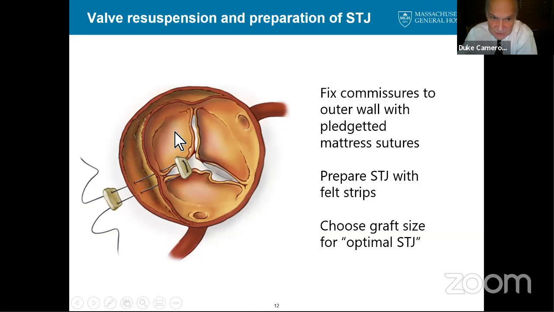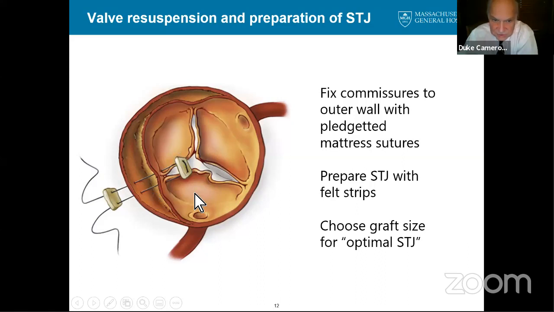What's called valve resuspension is displayed here. And of course, when there's dissection within the wall, the commissure of the aortic valve loses its support and it folds down into the base of the root and causes prolapse of the two leaflets here. And to restore valve competence requires resuspending at the appropriate height the top of the commissure with a pledgeted stitch, pledget inside and outside the aorta to the adventitia and aortic wall.